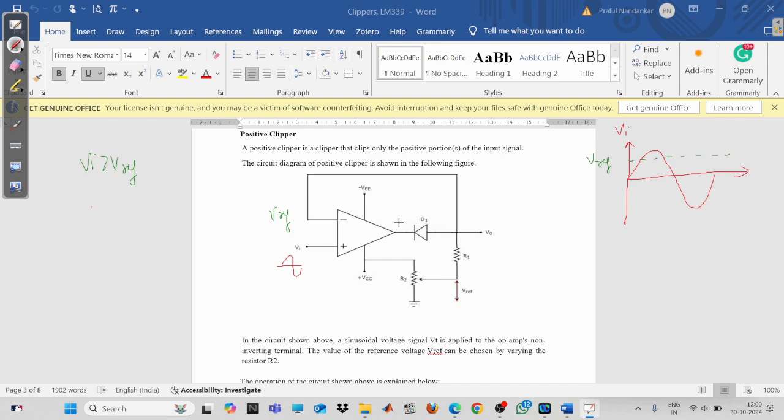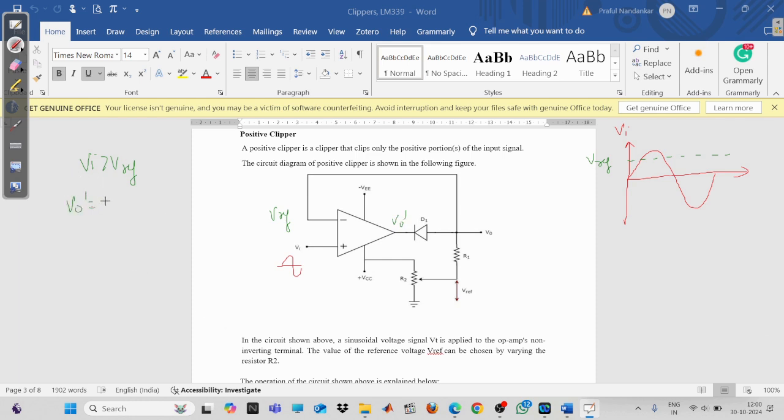So what is going to happen? You are going to have some voltage here. This is the open condition, so this operational amplifier will be acting in the open loop mode. We will just mark this as VO dash. Okay, so now what is VO dash?